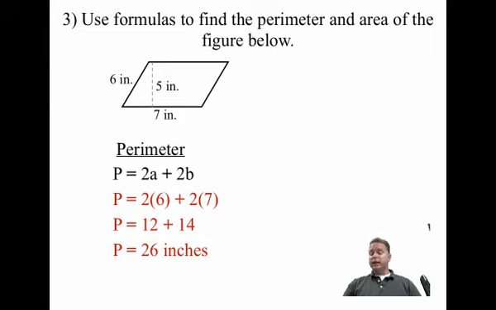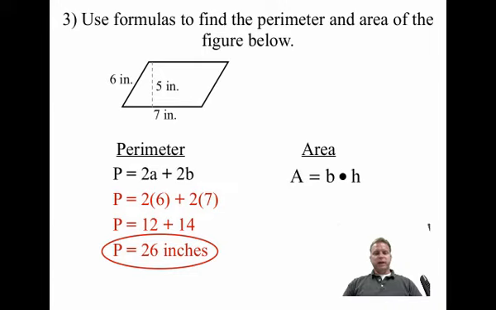You do want to label it inches so that we know we're talking a distance. Imagine being a little ant and crawling along the edge, along the line of the parallelogram. You would travel 26 inches. For the area, it's base times height. What's my base? What's my height here? Base is 7, height is 5. Multiply those together, we get 35. Notice this time, though, that it is inches squared. The squared is telling us that we're talking about area.